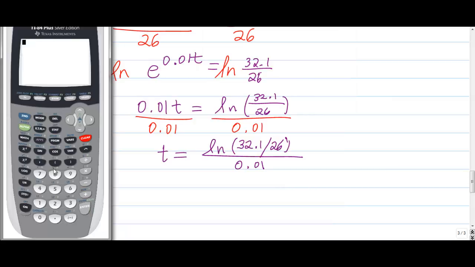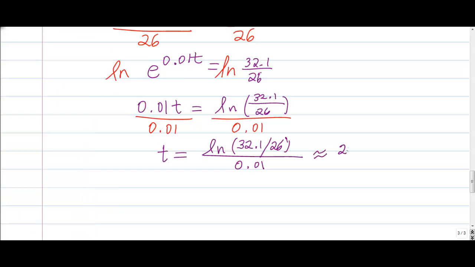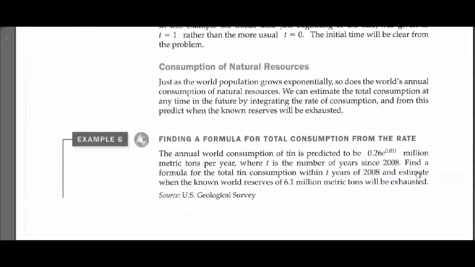I like to do this in pieces, so we get 32.1 divided by 26, enter, and then we're going to divide that by 0.01, enter, so we get 21.075, or 21.076. Years. So roughly, so very much after 21 years.